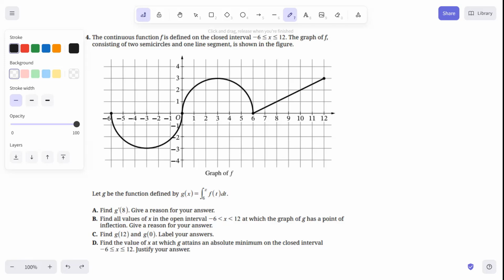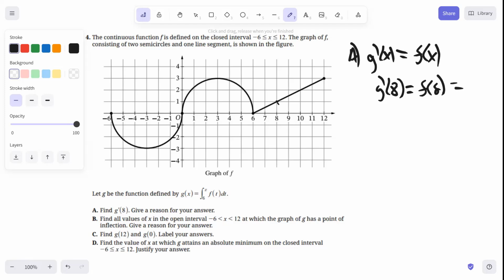So g prime is equal to f. So g prime of 8 is equal to f of 8, which is simply the function value on the graph when x is 8, which is equal to 1.